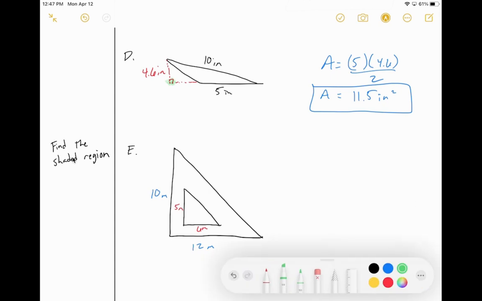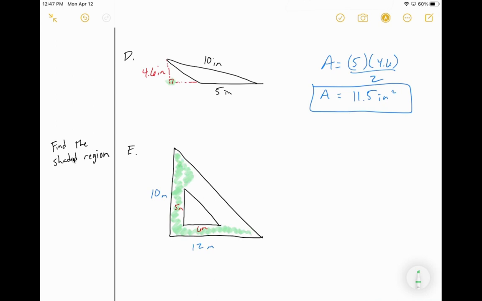And I want to know what the shaded region is. And when I say shaded, I'm going to shade it in green here. So it's pretty clear which ones I'm doing, which part I want. All right. So I've got a big triangle. I've got a small triangle. I want to find out just the green part. Just the green part.